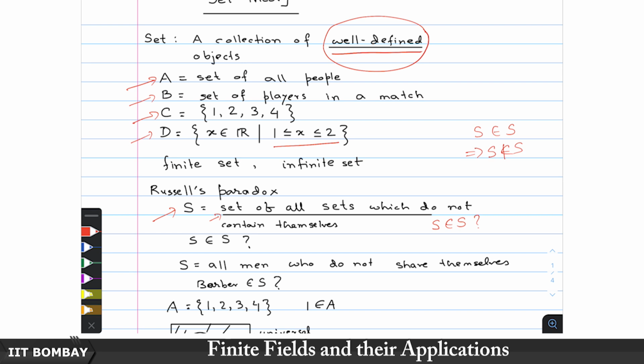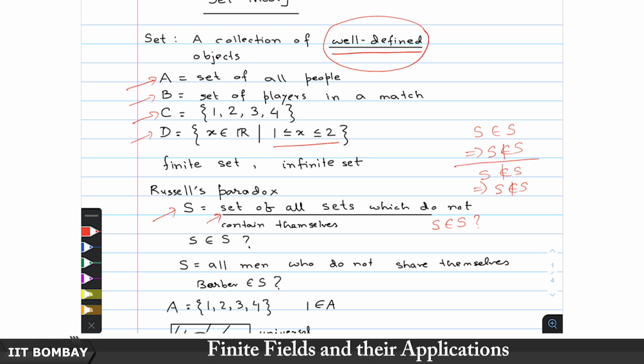But on the other hand, if we start by assuming that S does not belong to S, then again S should be in S, because S contains all such sets which do not contain themselves. So, this means that S belongs to S. So, this also leads to a contradiction. So, one cannot determine from the definition of the set S whether S belongs to itself or not. So, its elements are not well defined.